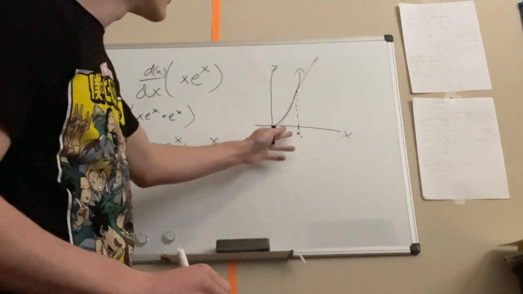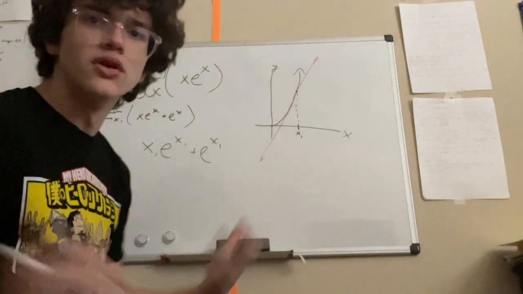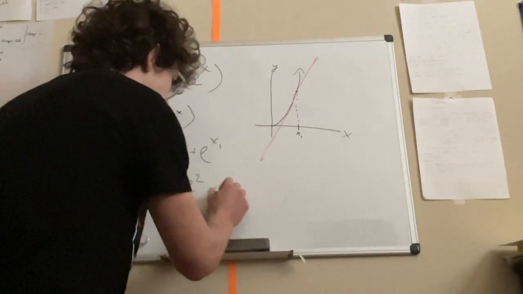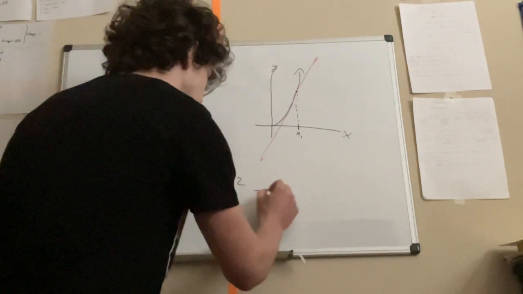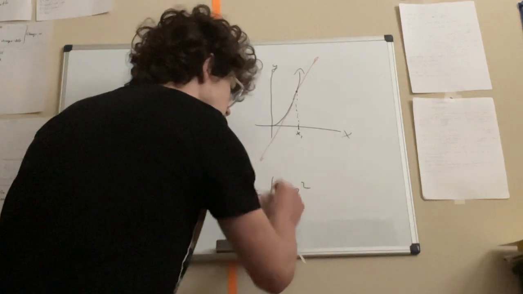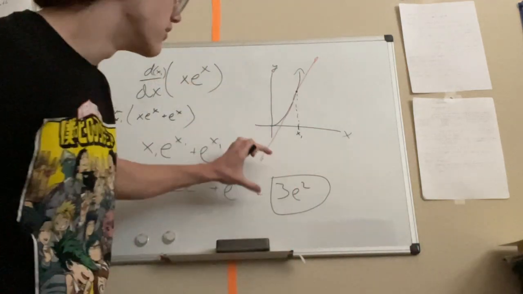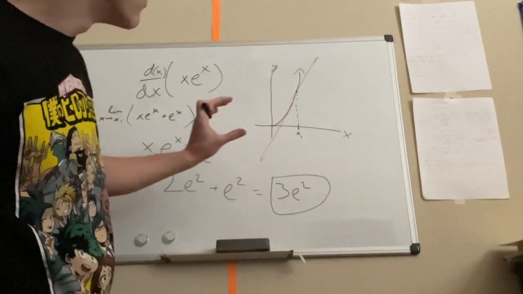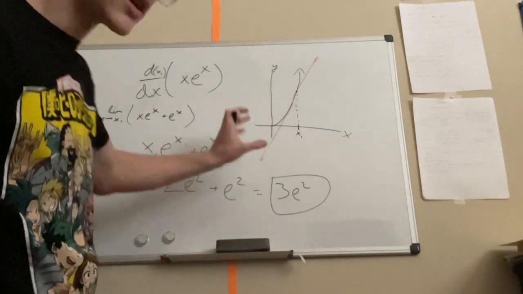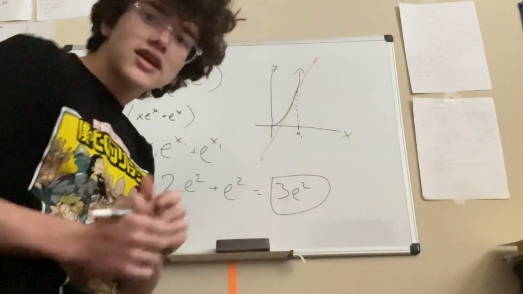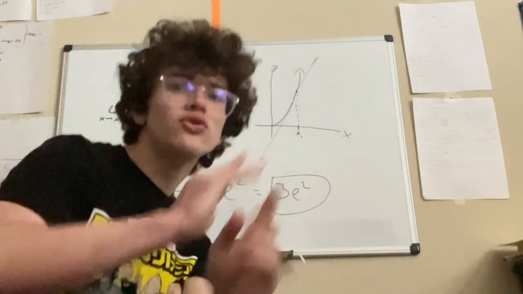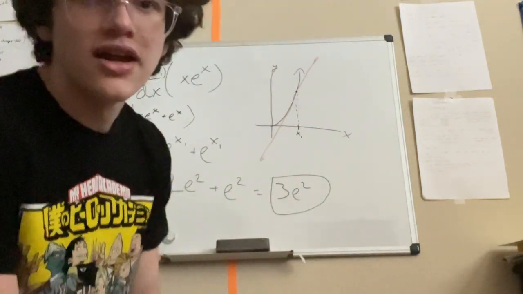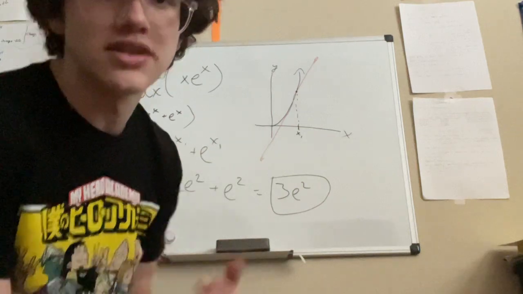So let's say x subscript 1 was like 2 or something. Then that would be 2e squared plus e squared, which equals 3e squared. So that's the slope of the line. That's the slope of the tangent line of this function when x equals 2. Isn't that a beautiful thing, how this all works? So just take a moment to acknowledge that, and then we'll do another problem based on a tangent line.